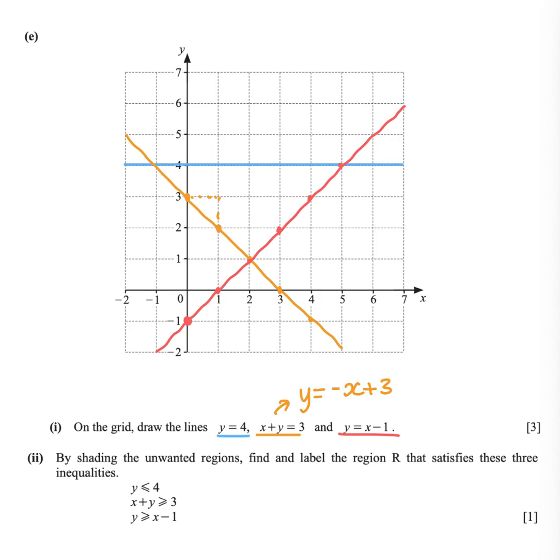And we now need to shade the unwanted region. So it's the unwanted region, the bit that we don't want, and we need to label what's left with R. So to do this, we can pick points and see whether they work within that region. So the first one is that y is less than or equal to 4. Now, because it's or equal to, it's a solid line. These are all equal to, so they're solid lines. If not, then it would be a dashed line if it was one of these symbols.